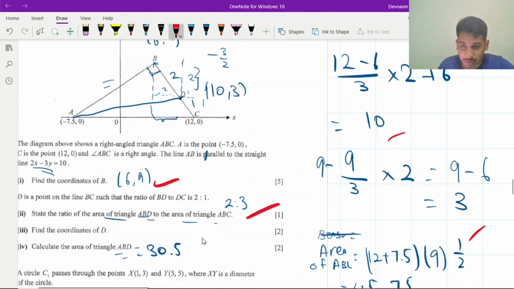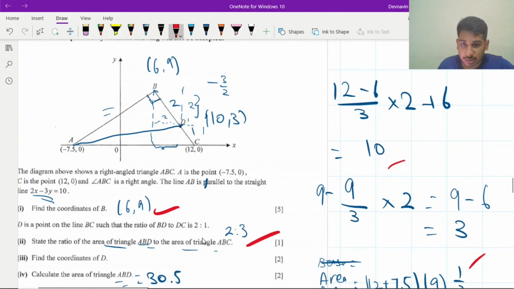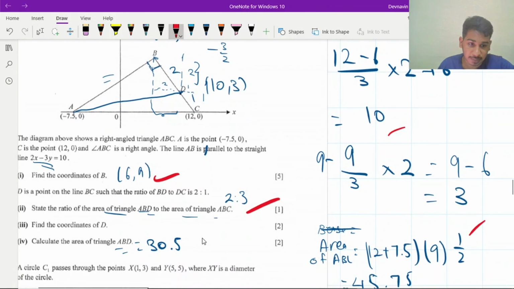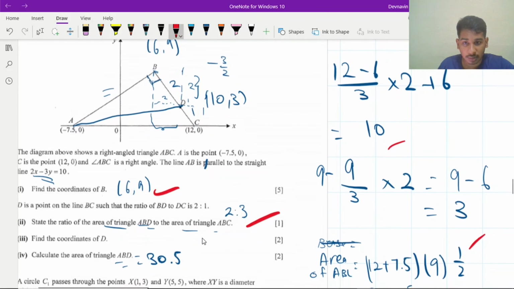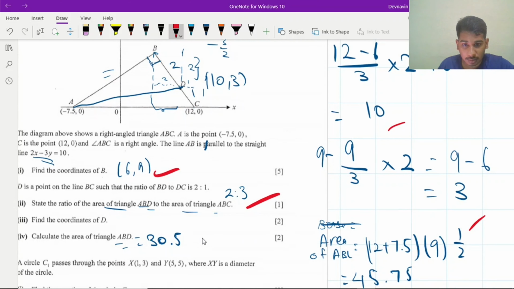Area of triangle ABD. ABC is 12 plus 7.5 times 9 times half. Yeah. And then divide by 3 times 2. Should be correct. Not sure why I'm wrong. Let me see. Let's try again. 12 plus 7.5 times 9 times half. Oh, it gives me 87.75. And then I'll divide it by 3 times 2. Yeah, it does give me 58.5. It's just a calculation error.